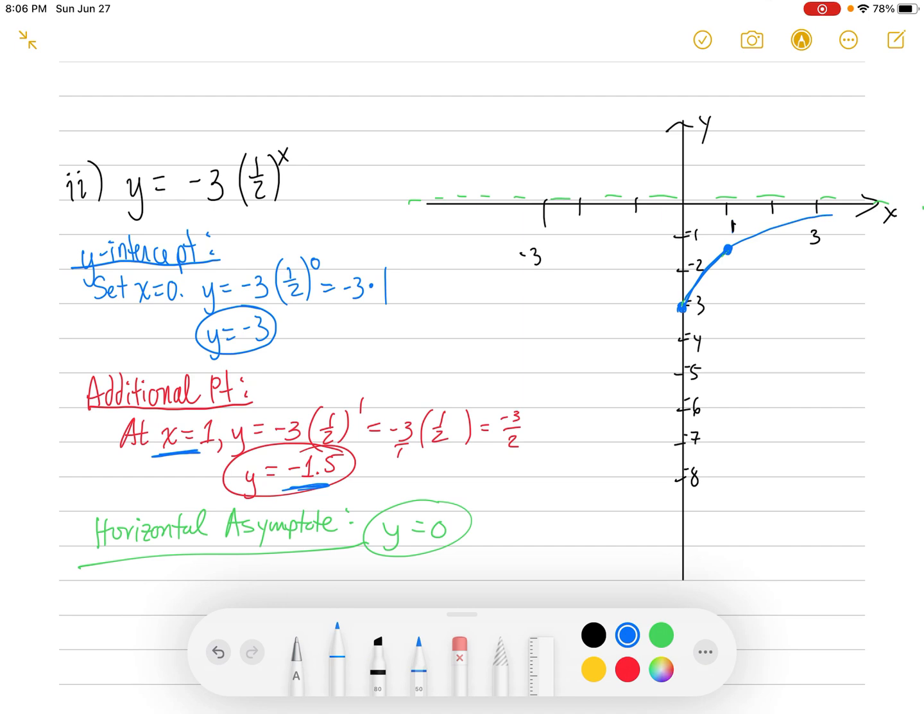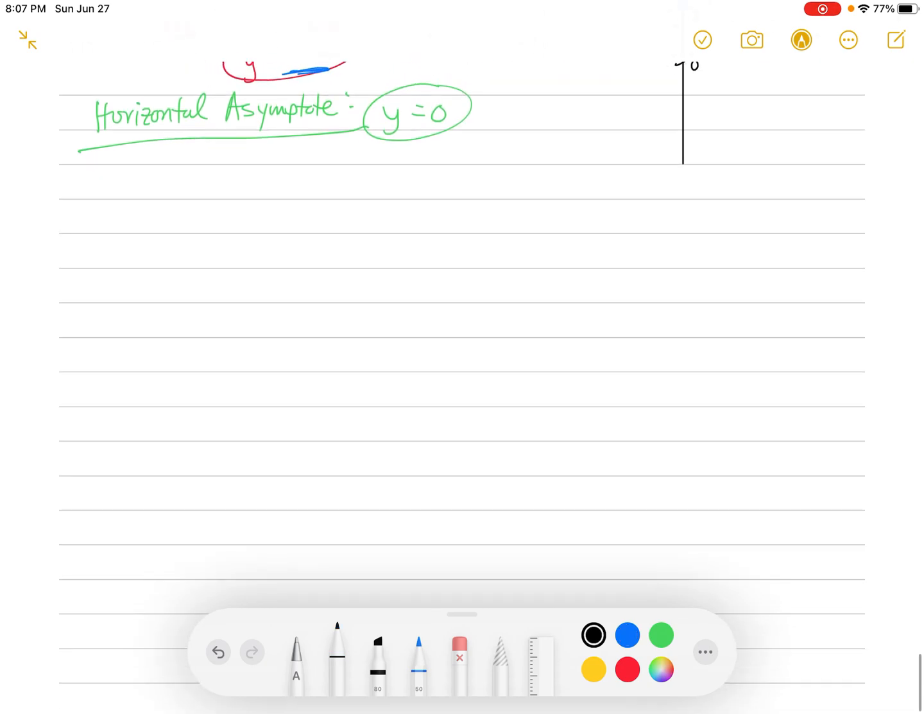And we have a horizontal asymptote, y equals 0. So if I connect these, and if I go to the right, this should approach the horizontal asymptote. Then on the left, if you go to the left, this is going to go off to -infinity. That's the way exponential type function works. So I'm going to write these points in. This is 1, -1.5. That's my additional point. And then my y-intercept is 0, -3.